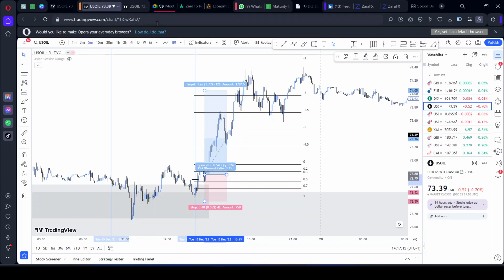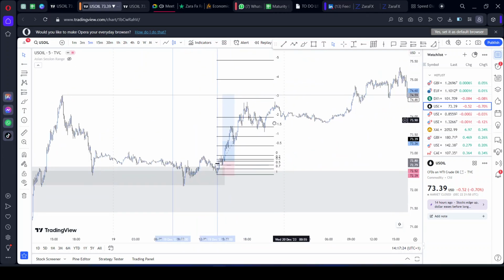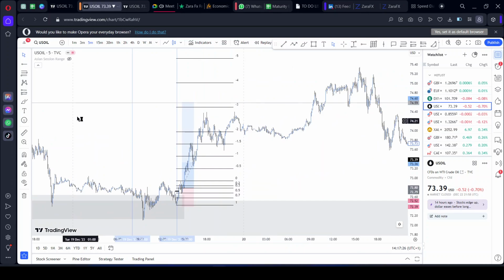Sometimes we even do up to 1 ratio 5. Because in this case, we did 1 ratio 4.5. This trade was 1 ratio 4.5 in total, and it TP'd, right? It's even higher than that.